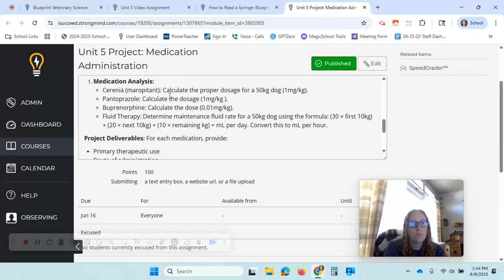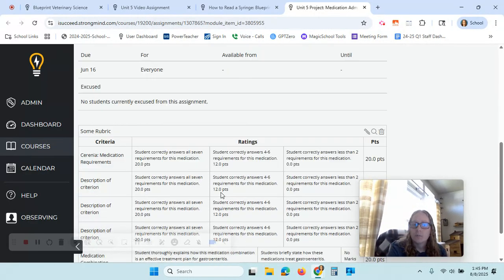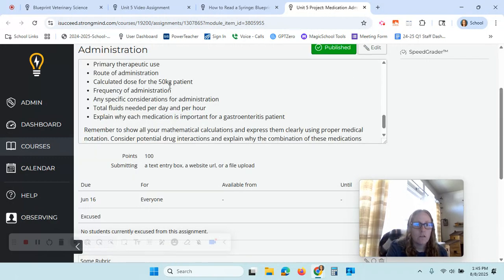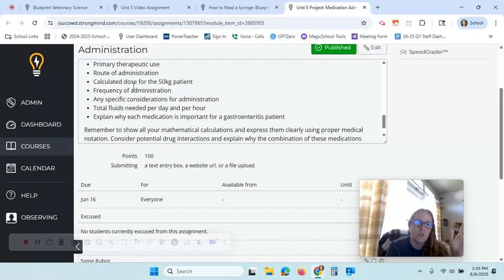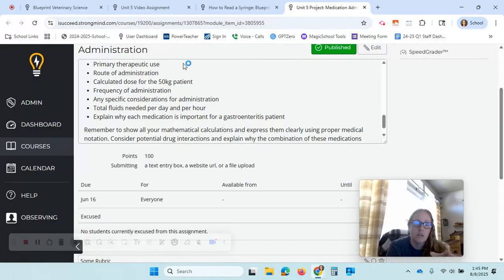So, you have 4 medications, and you have all these things you need to answer. Okay? I know it might seem overwhelming, but as you get going, it's going to make sense. You're going to tell me the primary therapeutic use. So, for example, Cerenia is used for blank. The route of administration, Cerenia is most often given blank. The dose for a 50 kilogram patient of Cerenia at 1 mg per kg is blank. The frequency of administration, you should give Cerenia blank this often.